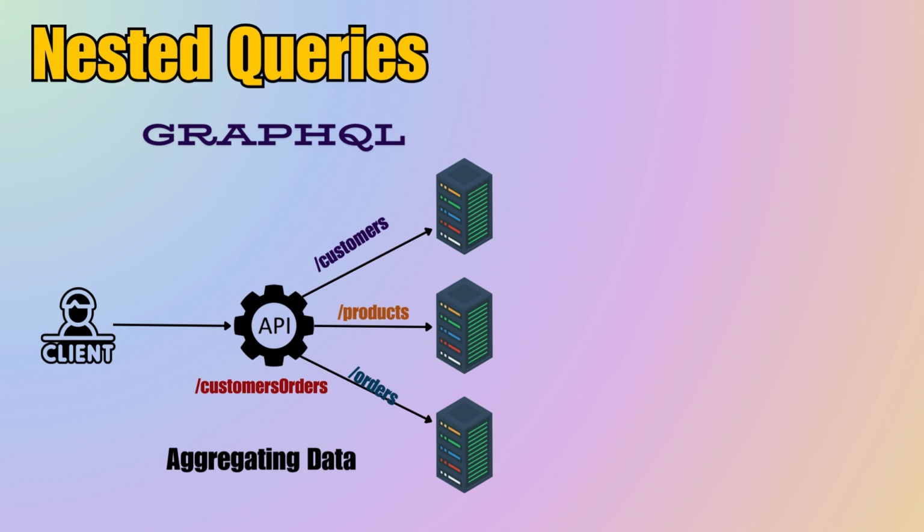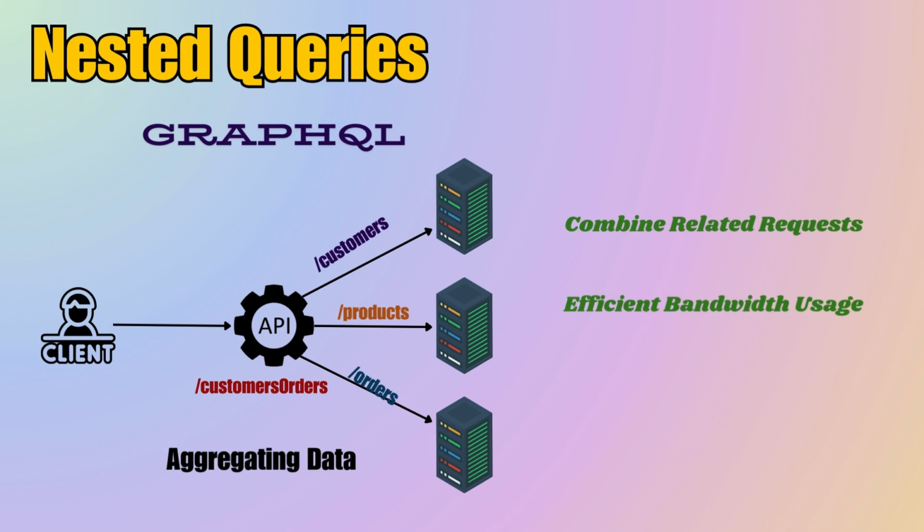GraphQL enables efficient data fetching by allowing multiple related data requests to be combined into a single query, eliminating the need for multiple round trips to the server. It supports aggregating data from different sources within a unified query, such as retrieving a user's profile information from one service and their recent activities from another service simultaneously.